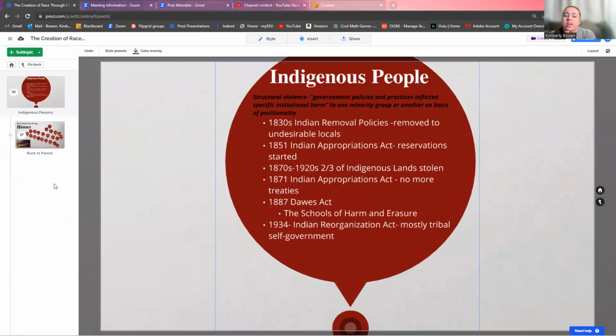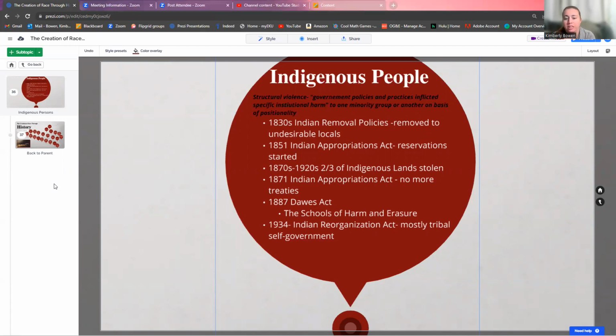So structural violence is when government policies and practices inflicted specific institutional harm to one minority group or another based on positionality. So for Indigenous persons in this country, there was a massive amount of structural violence. In 1830s, we talked about this a little already, but we had the Indian removal policies, where they were moved to undesirable places. Essentially, they were moved to places that were much harder to produce agriculture or had particularly hostile climates. In 1851, the Indian Appropriations Act, where essentially they started reservations. The U.S. started reservations in 1870s through the 1920s.